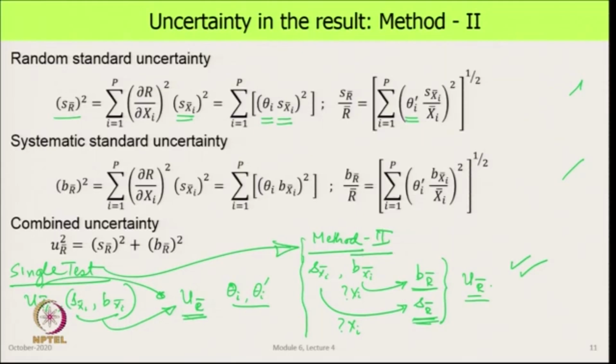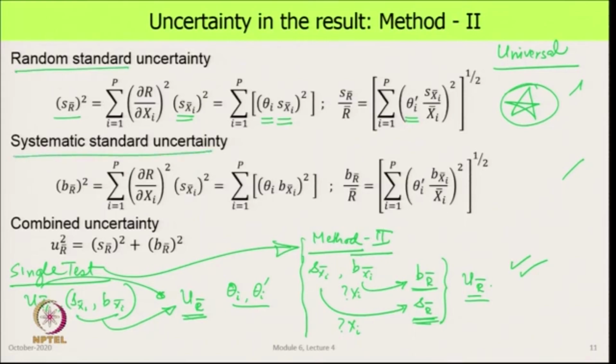Now, remember, these formulae were universal. They are also good for the multiplicative formula that we may come across, but even if that is not the case, these are always good. And if you want to be on the safe side, use these. It will take a little more time, little more effort, but you know what you are doing. This was the random standard uncertainty.